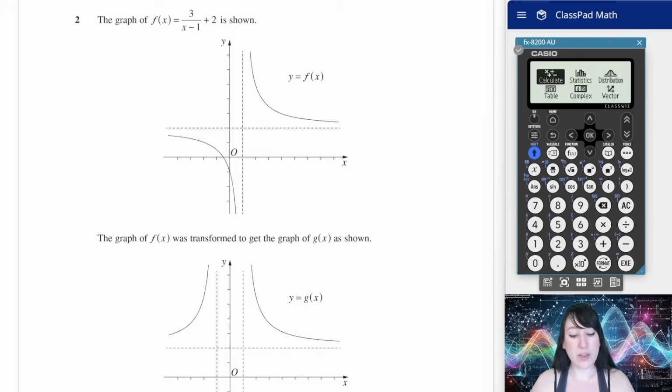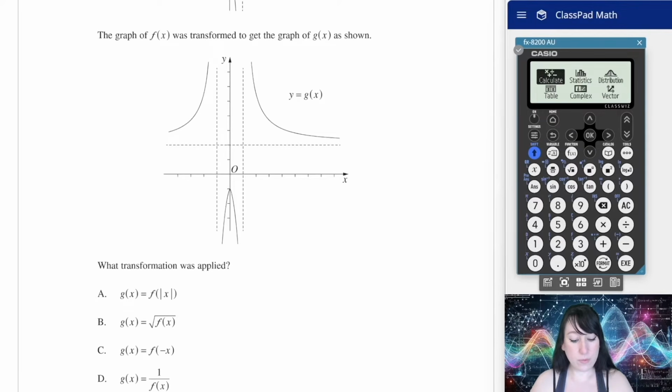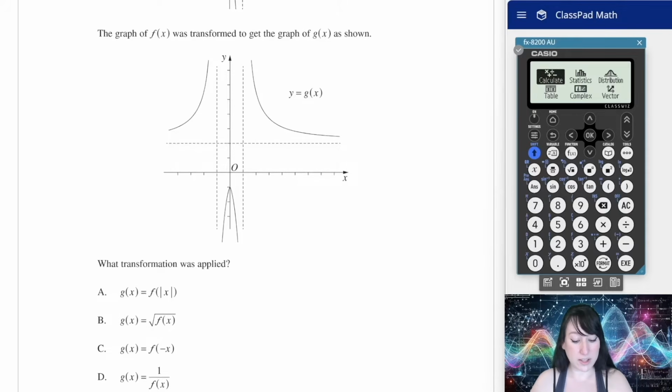Question 2. The graph of f of x equals 3 over x minus 1 plus 2 is shown. The graph of f of x was transformed to get the graph of g of x as shown. What transformation was applied? Now, our options include f of the absolute value of x, the square root of f of x, f of negative x, and 1 over f of x. Let's take a look at the two graphs again.